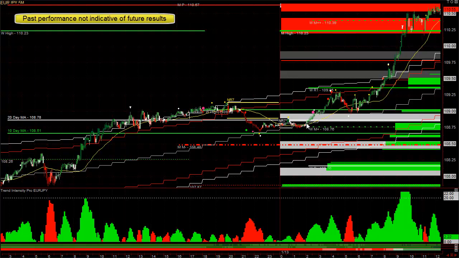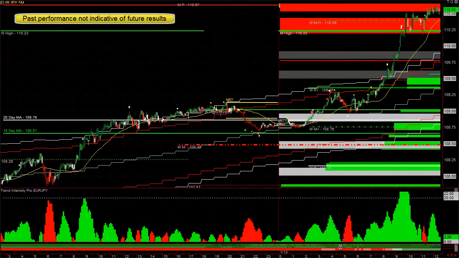Once it breaks from underneath above this, it tends to act as support. The weekly trend is up. Unfortunately, the monthly trend is down, but we don't pay much attention to the monthly trend. Our intraday patterns and strategies tend to, most of the time, trade in the direction of the weekly trend.